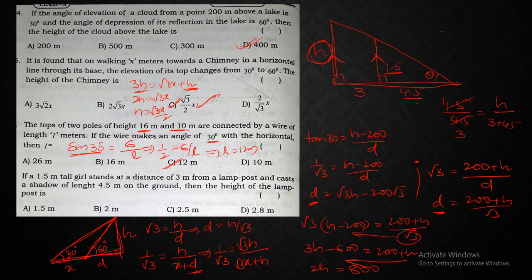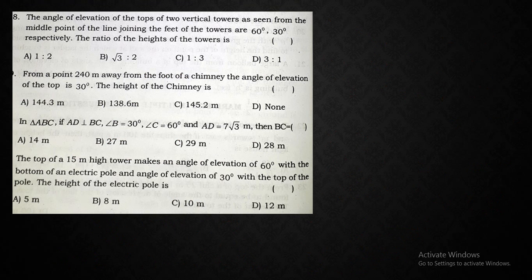Now when I do cross multiplication, 3h is equal to 7.5. So clearly h is equal to 7.5 by 3, which gives me 2.5. So the answer is 2.5 meters. So the height of the lamppost is 2.5 meters.